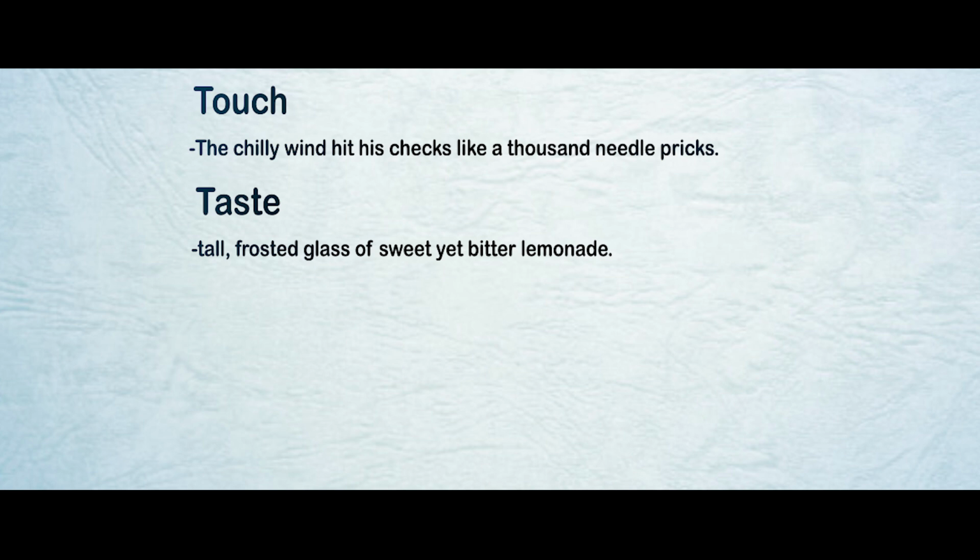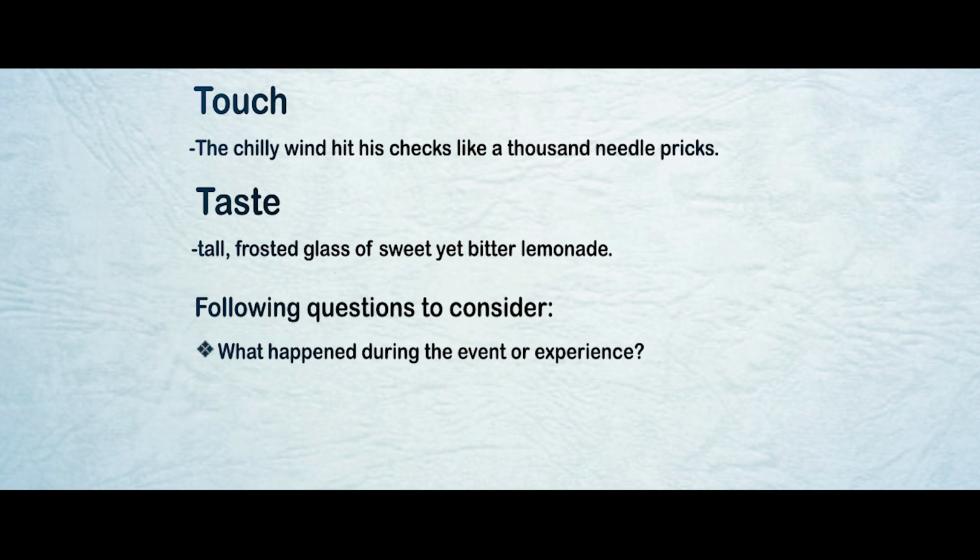Then, in order to keep yourself on track, again, you have some questions to consider. You can ask this to yourself. What happened during the event or experience? If you are writing about an event, an experience, what happened? What is the major key idea that you wanted to write about? Is it there? Was there a climax or a dramatic moment?